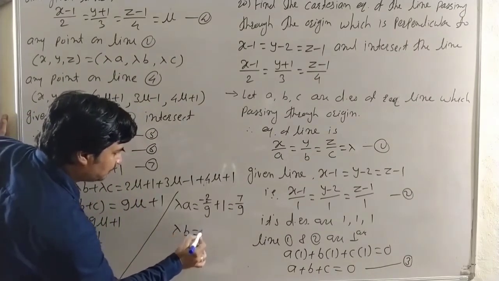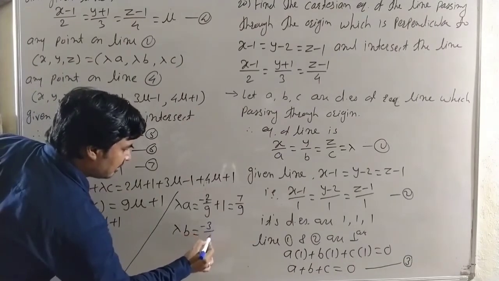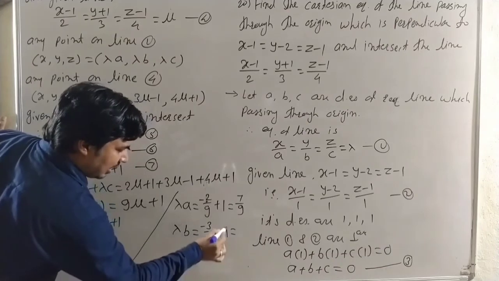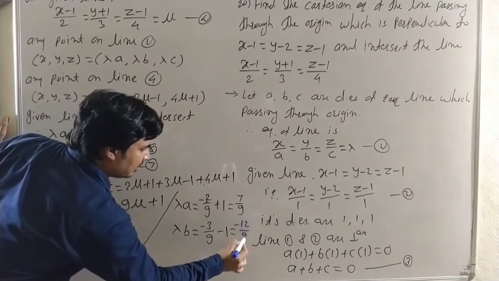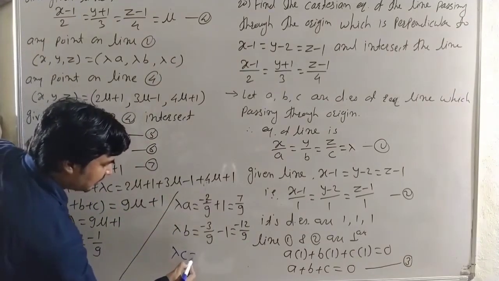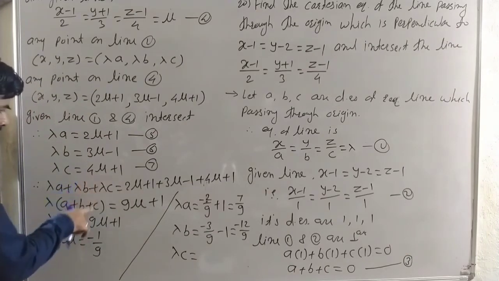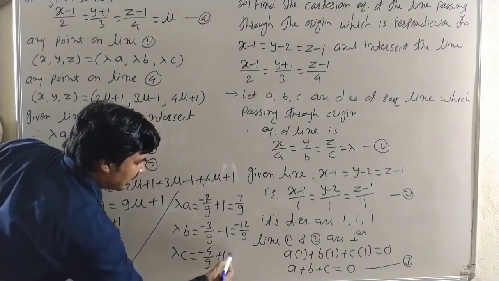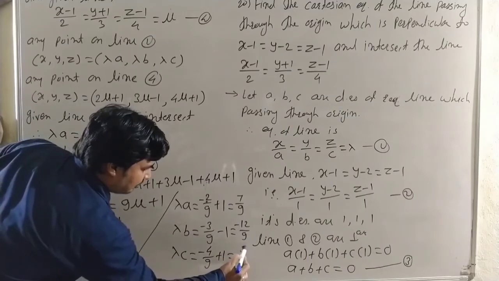Lambda b is equal to 3 mu minus 1, that is minus 3 upon 9 minus 1. See carefully. Then it is minus 3 minus 9, that is minus 12 upon 9. Then lastly, lambda c is equal to 4 mu, it is minus 4 upon 9 plus 1, and therefore it is 5 by 9.